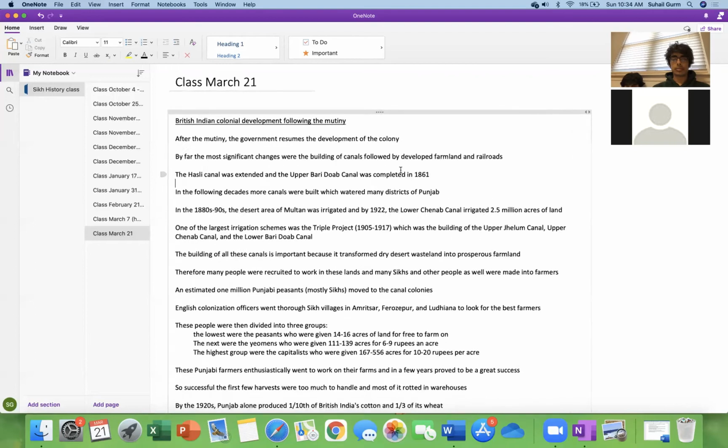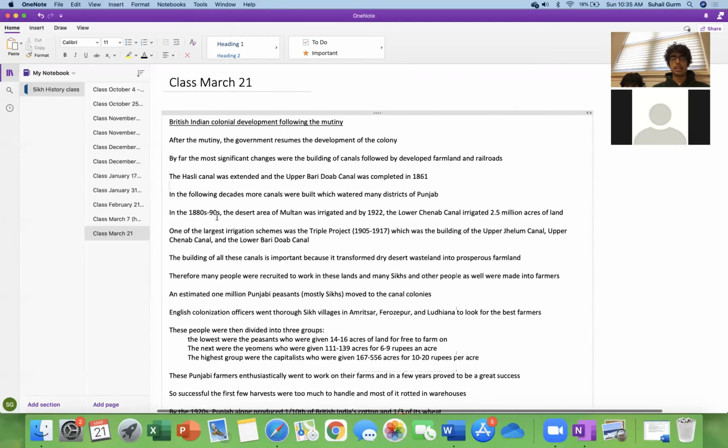And even in the 1880s and 90s, the really deserty area of Multan, which is kind of south of Punjab, was irrigated by 1922, and the Lower Chenab Canal irrigated by 1922 2.5 million acres of land, which is a lot. I looked it up, and New Jersey is like 5.5 million acres. So this is a little bit less than half of New Jersey irrigated by a canal.